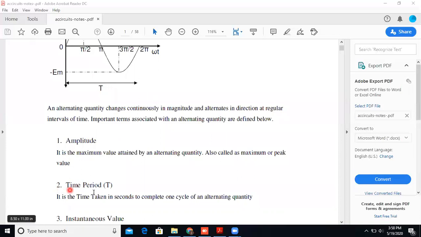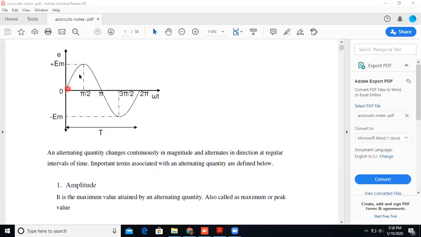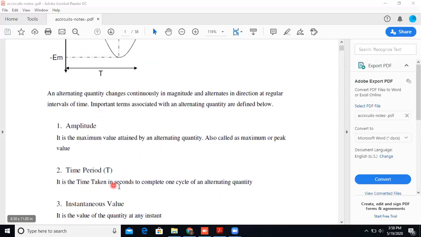Next is time period. It is the time taken in seconds to complete one cycle of an alternating quantity. From 0 to 2 pi is one complete cycle. How much time it takes to complete one full cycle from 0 to 2 pi is the time period. One complete cycle means one positive half cycle and one negative half cycle of an alternating quantity.